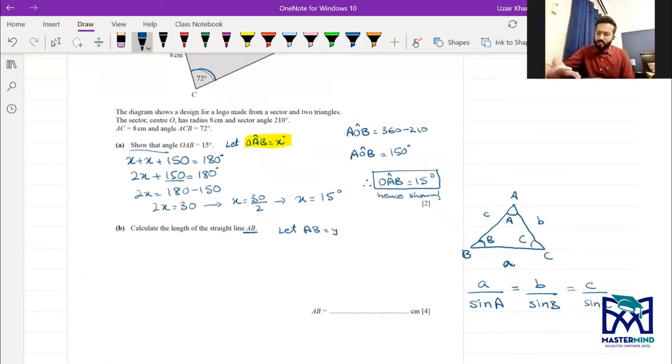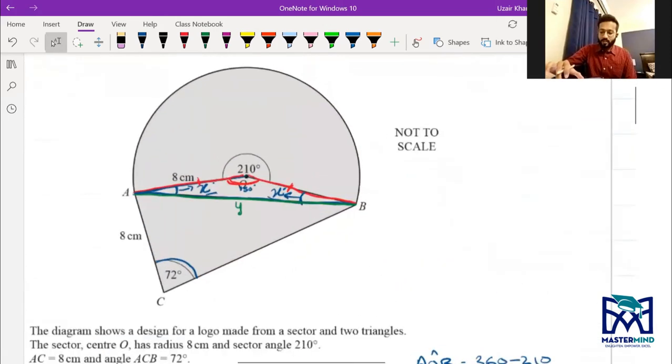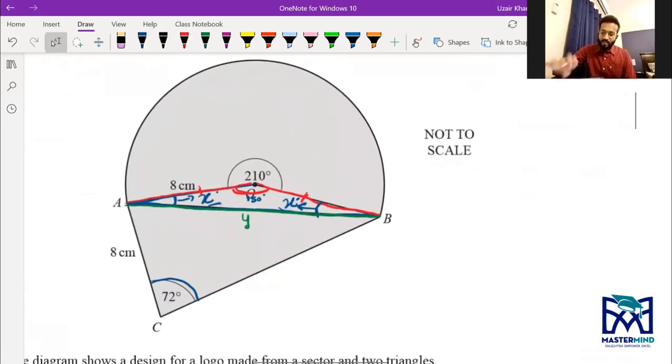Now this is the rule that I'm going to use here to calculate the length of AB. And the way I'm going to use that is because, let's go back to the diagram. I happen to have this angle right here, and the length opposite to the angle 150 is what I need to calculate. And I happen to have this length over here, the radius, and the angle opposite to it is what I've found out in part A. So I'm going to use that.